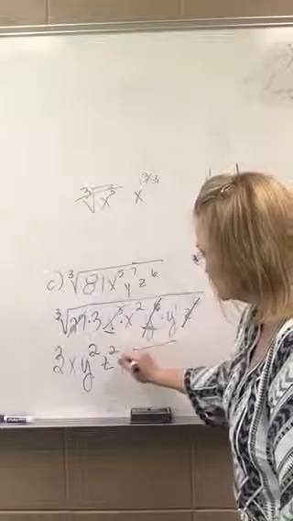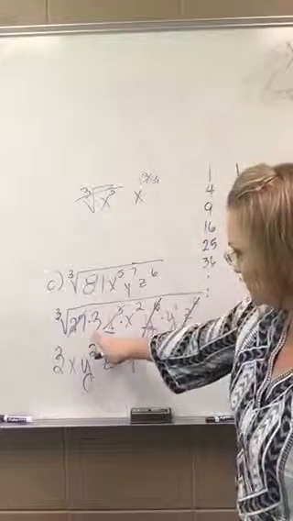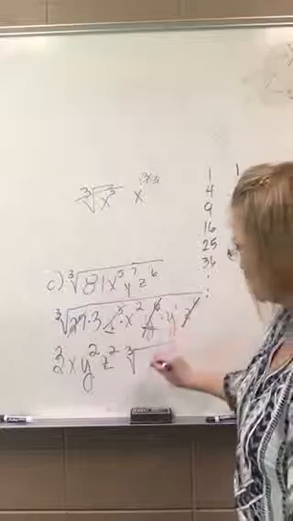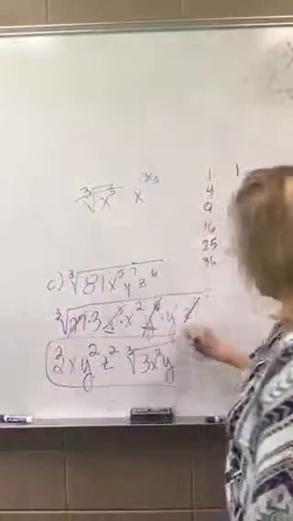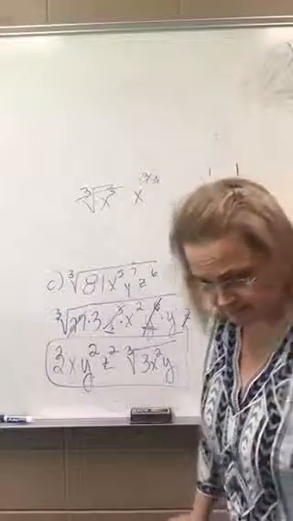Then write the leftover stuff that couldn't be brought out of the radical, a 3x squared and y. And that would be your final answer. As bad as it looks, that is it.